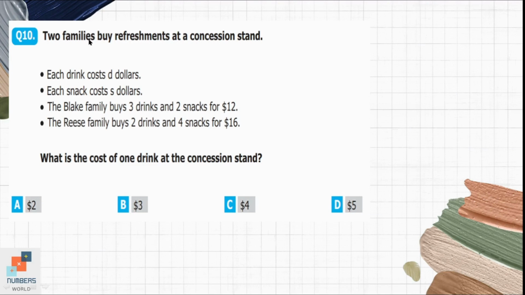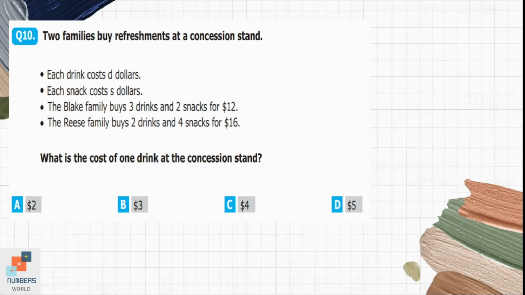Question number 10. Two families buy refreshments at a concession stand. Each drink costs $D. Each snack costs $S. The Blake family buys 3 drinks and 2 snacks for $12. The Reese family buys 2 drinks and 4 snacks for $16. What is the cost of one drink at the concession stand?